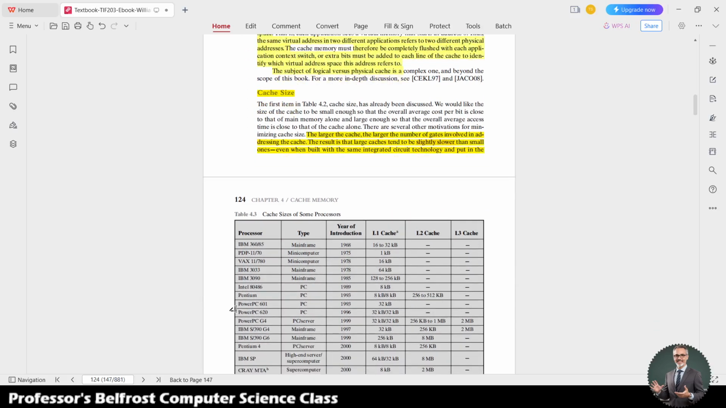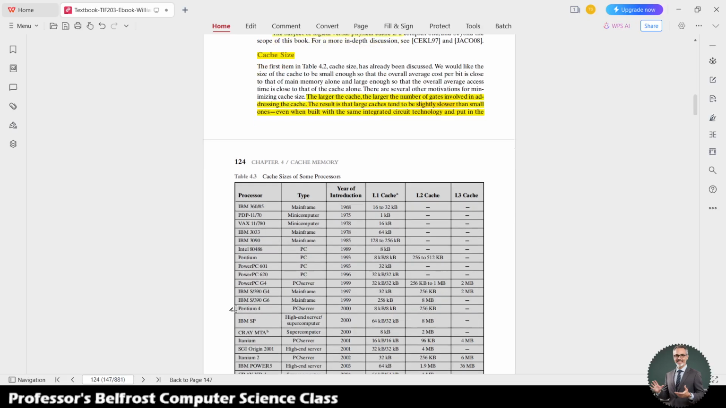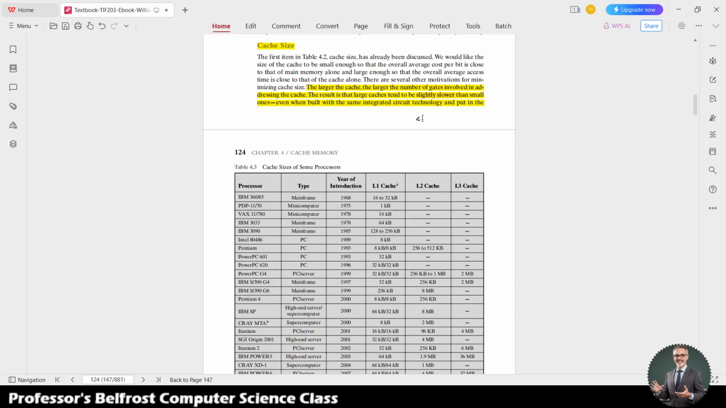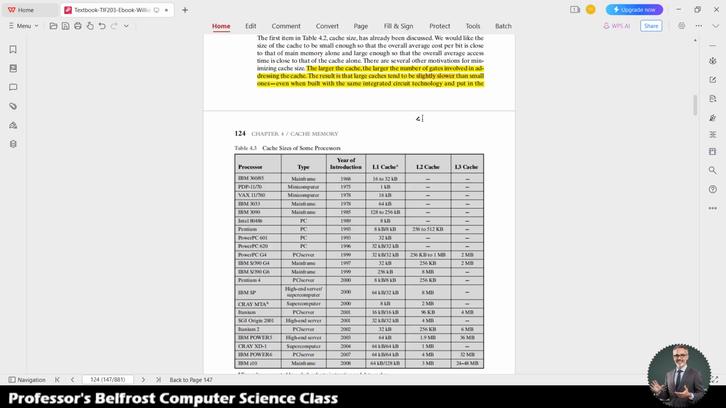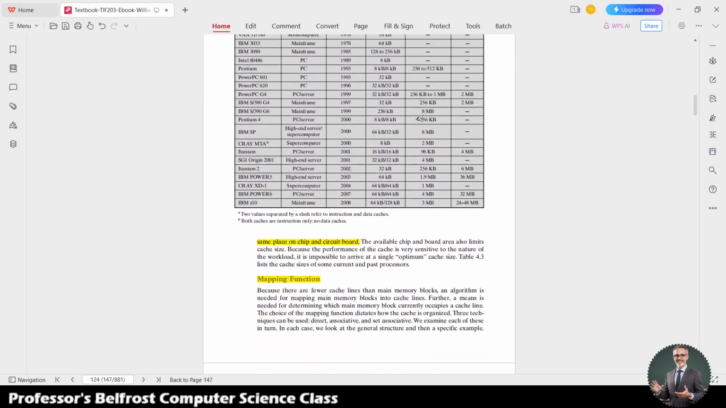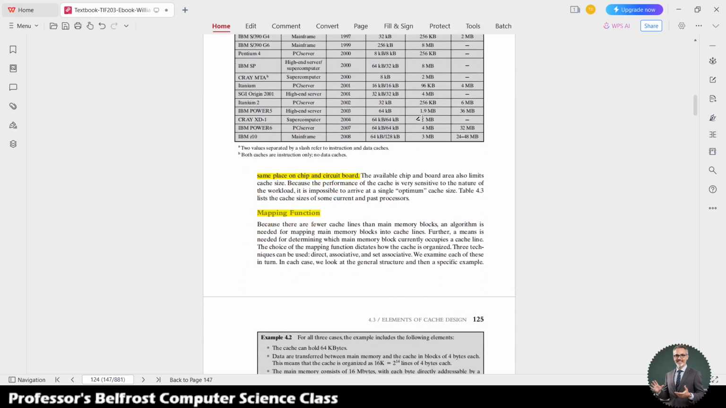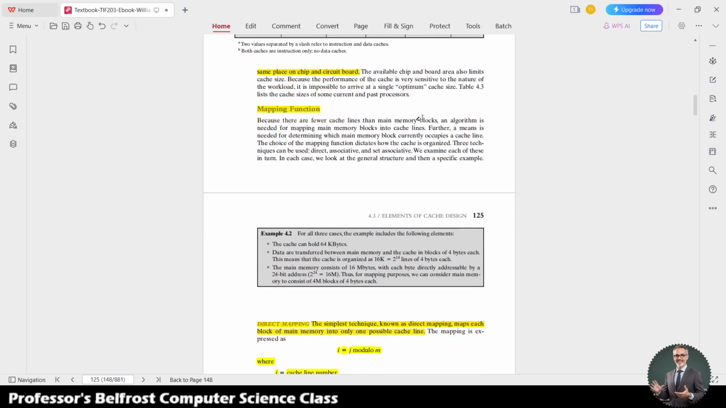And for the cache size, the larger the cache, the larger the number of gates involved in addressing the cache. The result is that larger caches tend to be slightly slower than smaller ones, even when built with the same integrated circuit technology and put in the same place on the chip and circuit board.